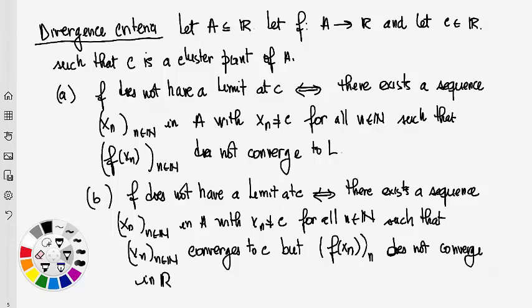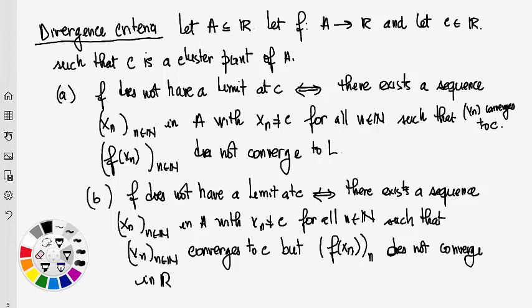I feel like I forgot something here. So here there exists a sequence xn such that xn converges to C. All right.